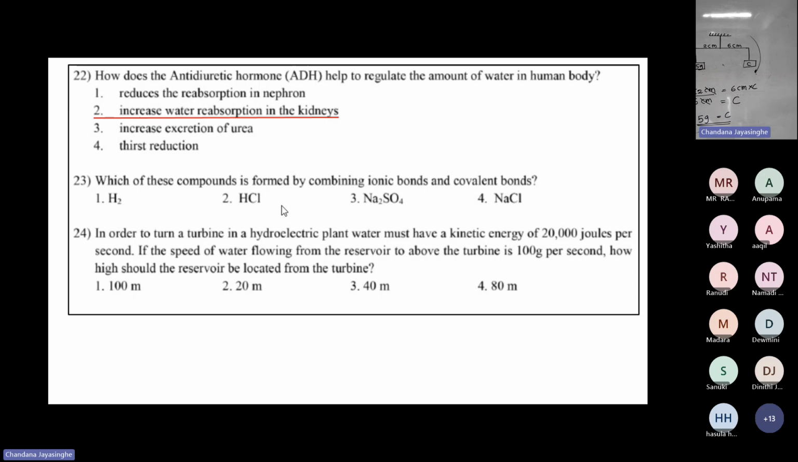Now, sodium sulfate. Under the sodium sulfate, sodium and sulfate form an ionic bond. The radical called sulfate, the sulfur and the oxygen, the reaction between the sulfur and oxygen, it has what? Covalent bond. So, combination of ionic and covalent bonds, the answer is what? Answer, third one, Na2SO4. Sodium and sulfate having the ionic bonds, and sulfate, the radical sulfate between the sulfur and oxygen, it has what? Covalent bond.